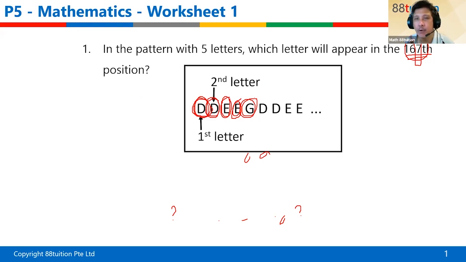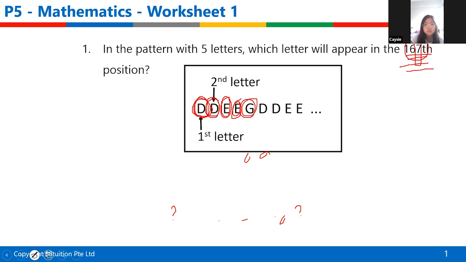If 5 and 0 are always at the same place, what about going backwards? Then 4 and 9 are always at the same place. Go backwards some more, 3 and 8 always the same place. Go backwards, 2 and 7 always the same place. Go backwards some more, 1 and 6 always the same place. So your first answer should be 167, already settled, right? Yeah. 167, the answer should be D. Now let's move on to our next question.